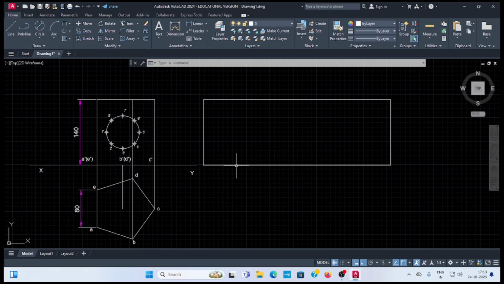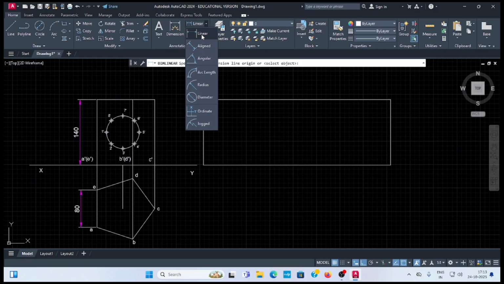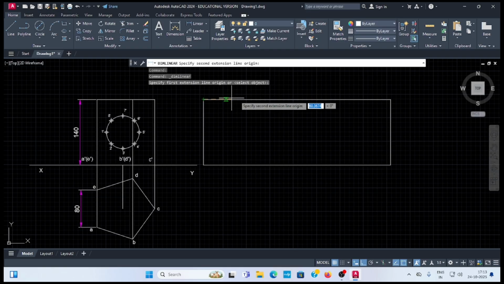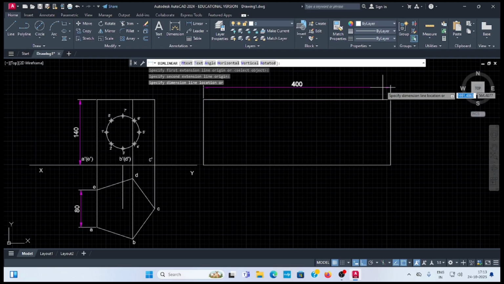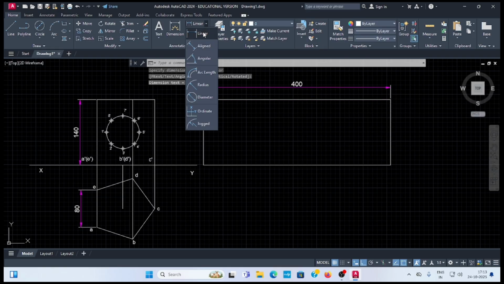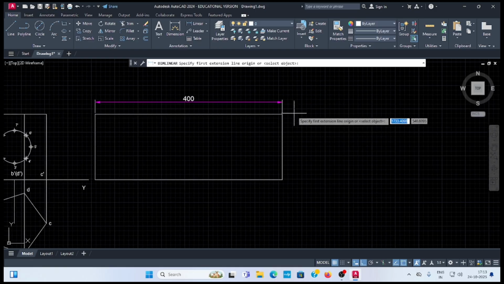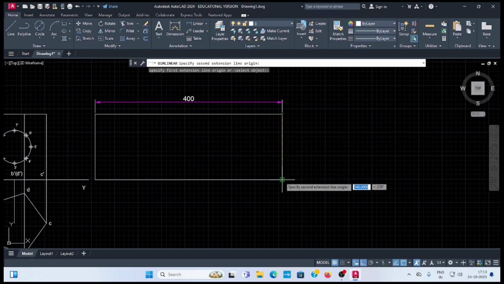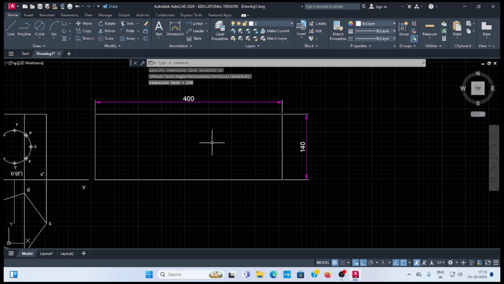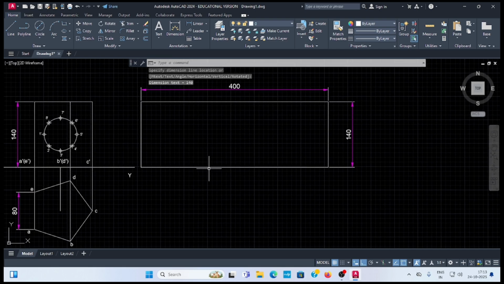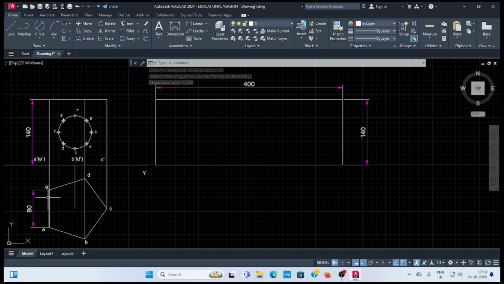So this rectangle is 140 mm, length is 400, and the same height 140 mm. Okay. This also you have to divide with 5 divisions.